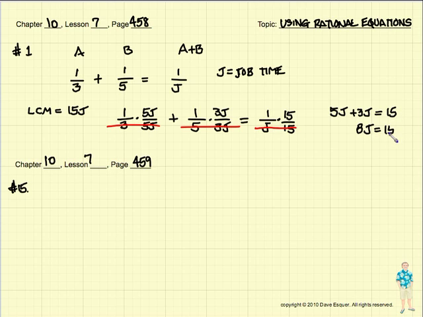8J turns out to be 15, or J turns out to be 15/8 of an hour, 1 7/8 of an hour. So there's our answer for number 1. Number 15 is a little more complicated. It takes 10 hours to fill a pool with water and 20 hours to drain it. So to fill up the pool, to do the job, takes us 10 hours. To empty the pool, it takes 20 hours. If the pool is empty and the drain is open, how long will it take to fill the pool?